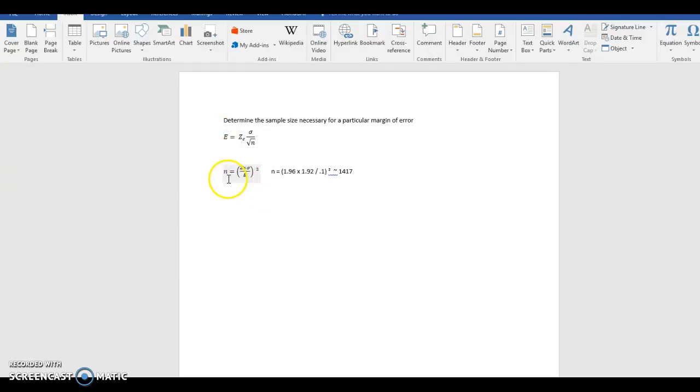Anyways, we get this. So our sample size that we're going to need is our critical z-value, which is 1.96, times our population standard deviation, which is 1.92, divided by that margin of error that we're seeking, which is the 0.1. Okay, and then we've got to square that. And you get about 1,417 soldiers, male soldiers, that they would need to measure to get this margin of error of 0.1 centimeters, or within 1 millimeter, let's say. So that would be pretty good.